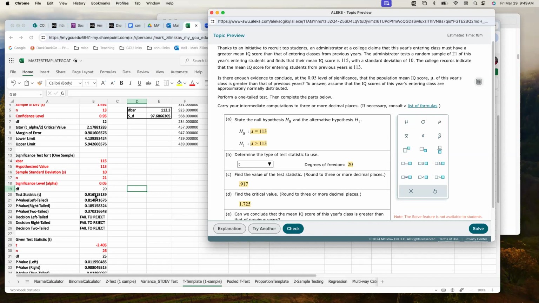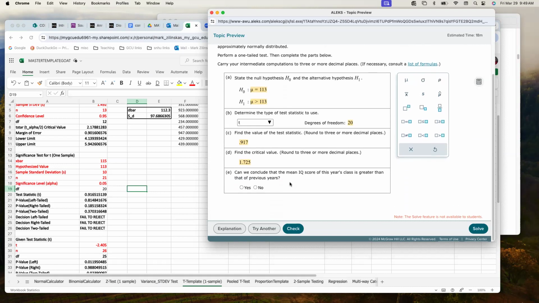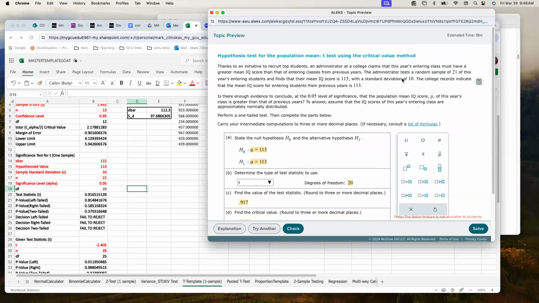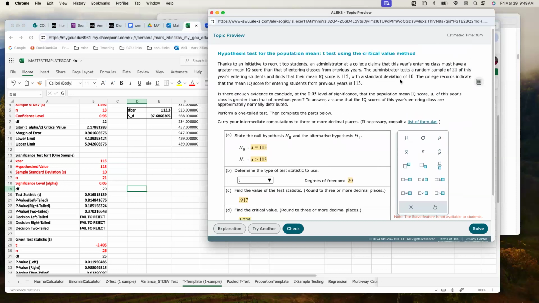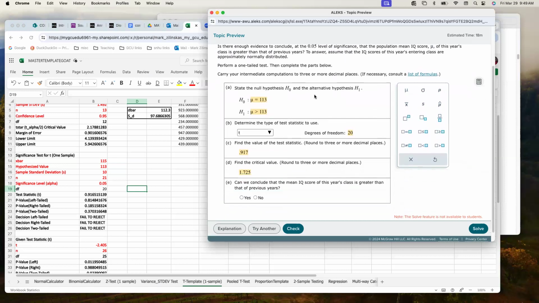0.917, if I round to 3 decimal places, looks like I did that. Okay, so now since it's a right-tailed test, this is less than that. Now if it was beyond that, and I'll give you a graphic here in a second, then I would reject it because my p-value would be less than 0.05, which is what we had over here for our alpha.